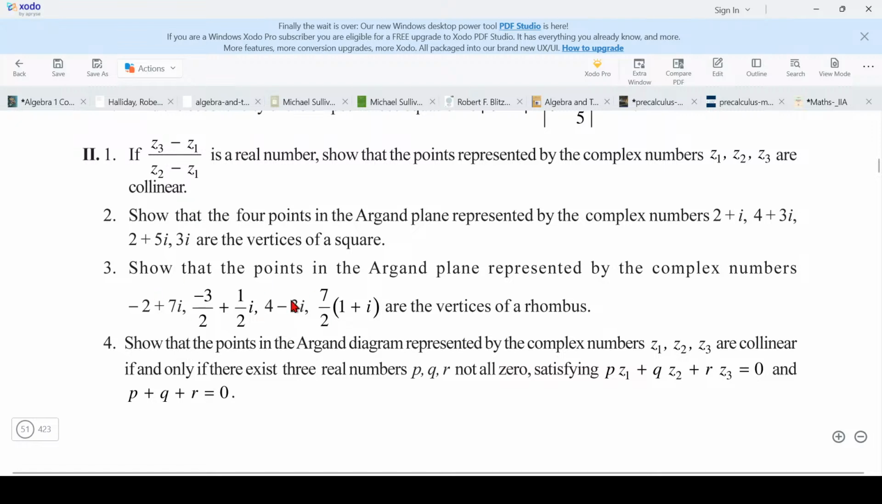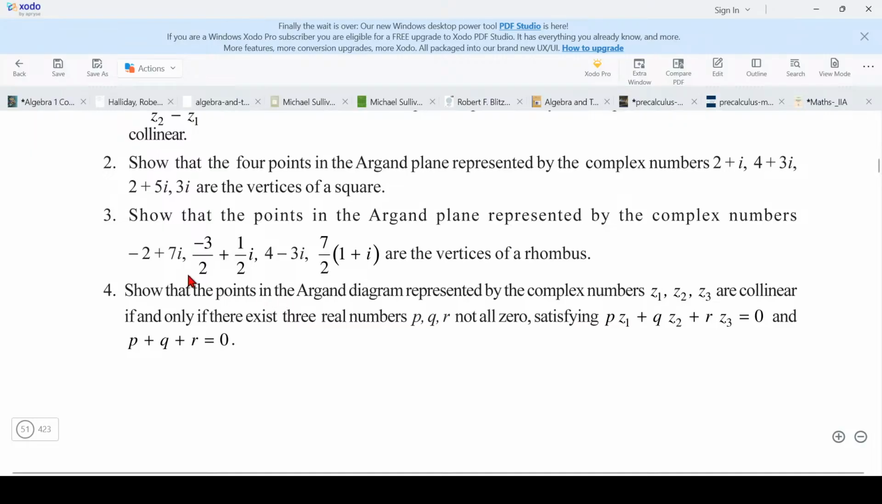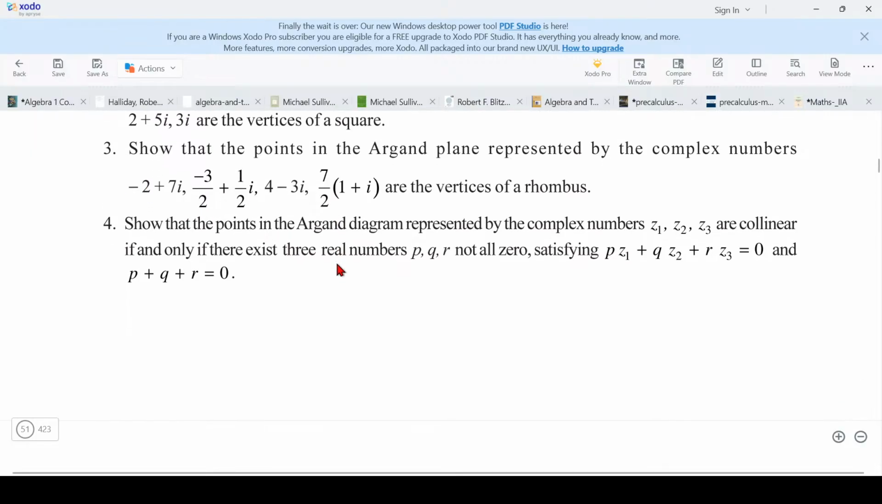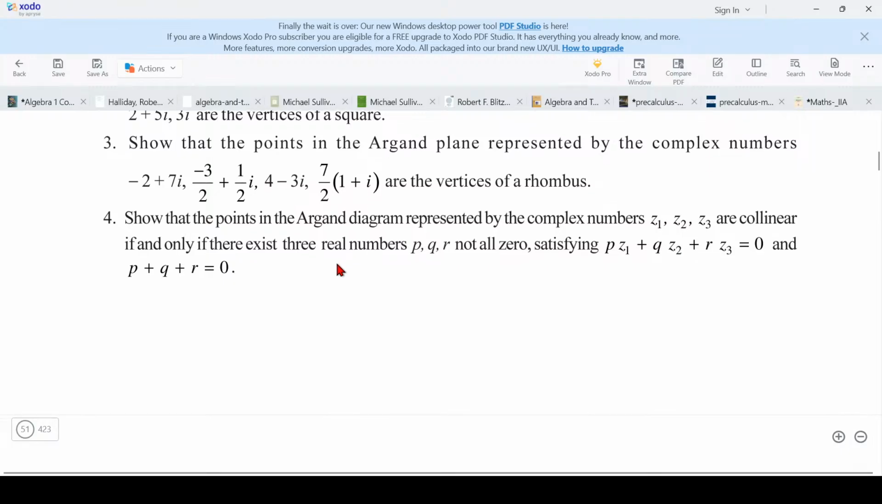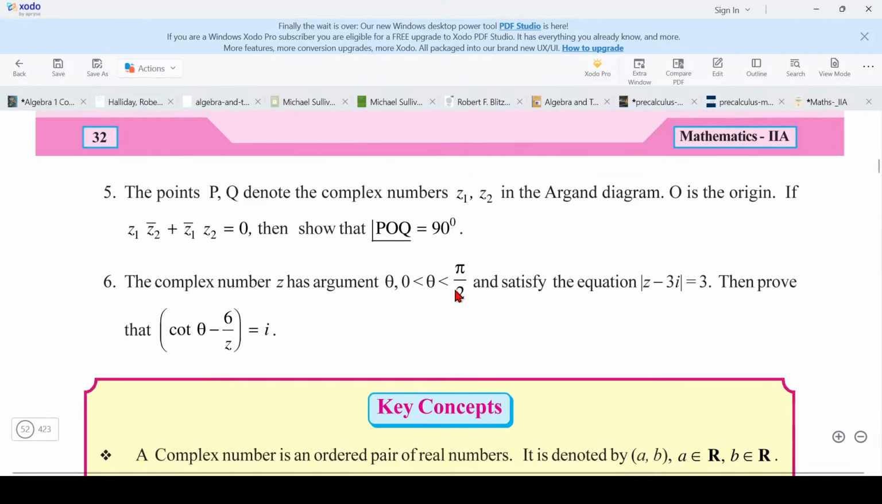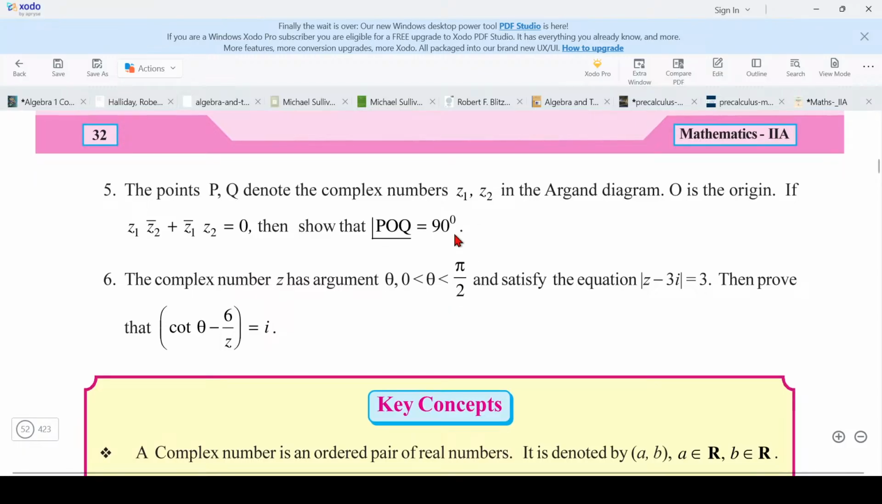Vertices of a rhombus you can do, right? All sides equal and diagonals make 90 degrees, something like this. Okay? Okay, sir. Okay, all sides equal and z1, z2 are collinear. If this exists, this thing. Okay, try this. I think these are little interesting problems. Just try this. Okay?